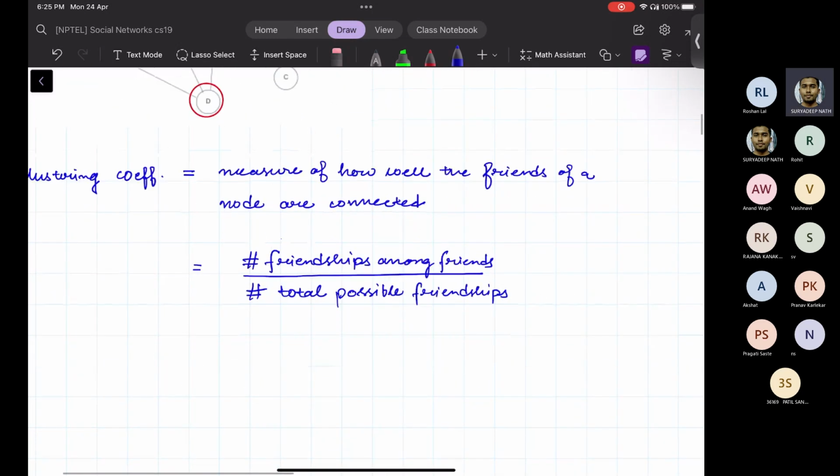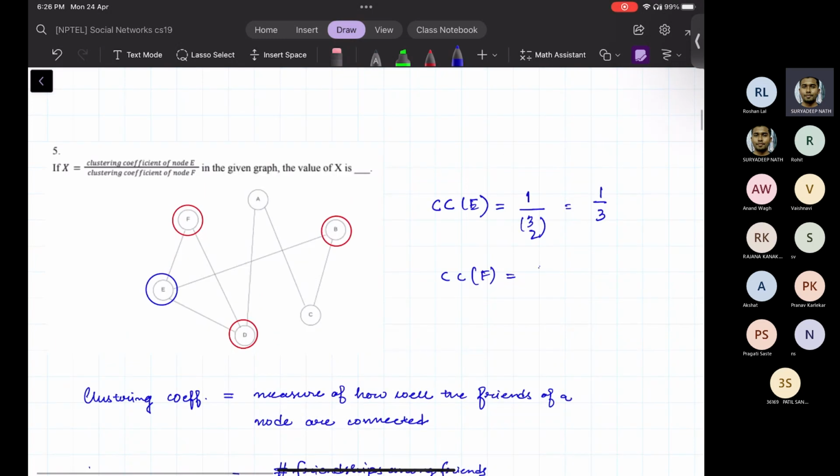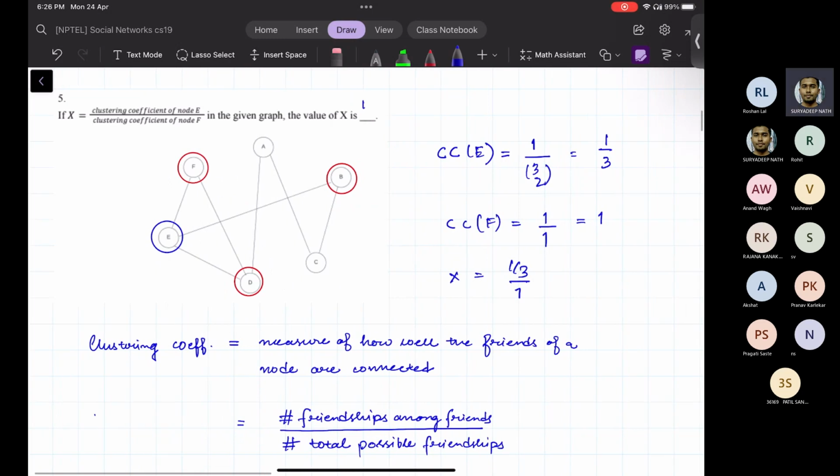So for the clustering coefficient of E, let's call it CC of E, if we take F, B, D, what is the number of friendships between F, B, D? It is 1. And what is the total possible friendship that could have existed? There are 3 nodes, therefore it would be 3 choose 2, which is 3. What is the clustering coefficient of F? F has 2 neighbors, E and D. The maximum number of friendships that can exist between them is 1, and the number present is also 1. So the clustering coefficient is 1. So x would be 1 by 3 over 1, so 1 by 3. The right answer is 1 over 3.